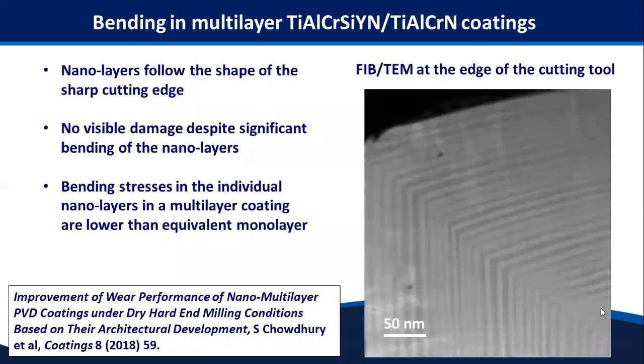And you can see something similar in the cutting. Right at the cutting edge, you can see these individual layers are not fracturing, so they're subject to really high bending strains, and yet there's no fracture. So again, this is one of the reasons why these coating systems are so successful.